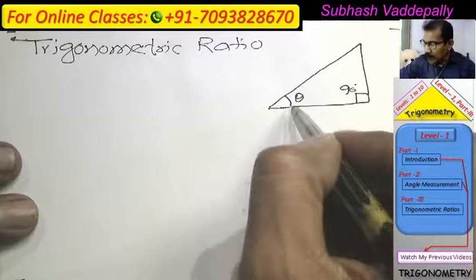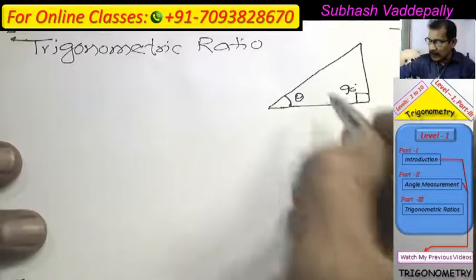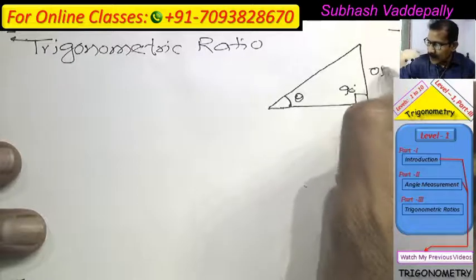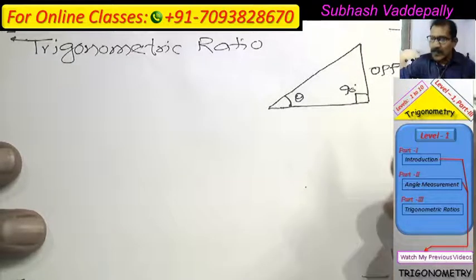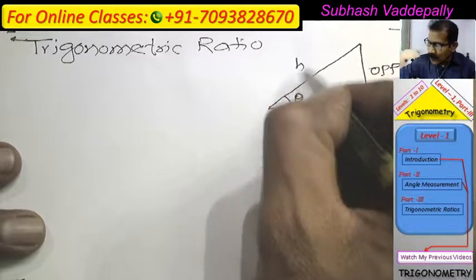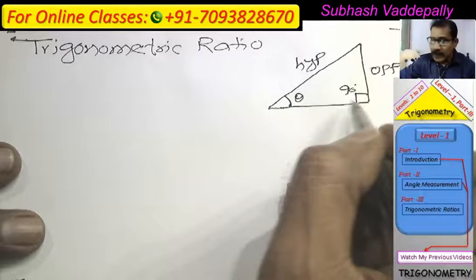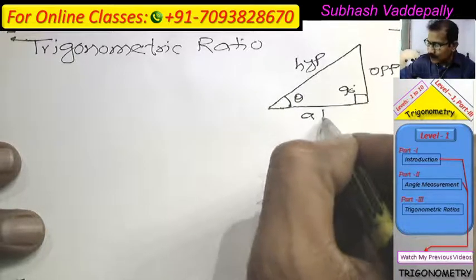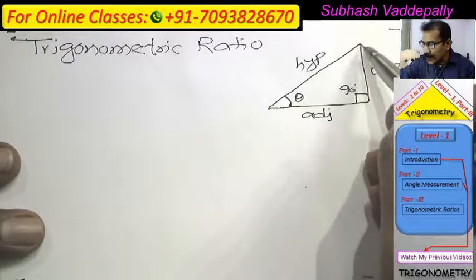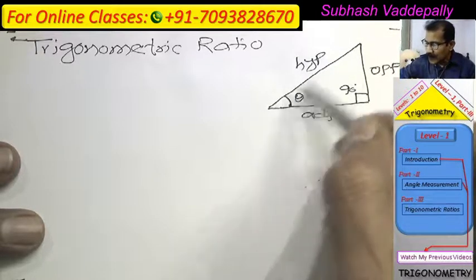With respect to this acute angle theta, all the three sides are named like this. Opposite to acute angle theta is called the opposite side. Shortly I am writing OPP, opposite side. And opposite to 90 degrees, that will be the hypotenuse. And the remaining side, which is joining theta and 90 degrees, is adjacent. Here opposite means the length of this side, adjacent means the length of this side, and hypotenuse is the length of this side.